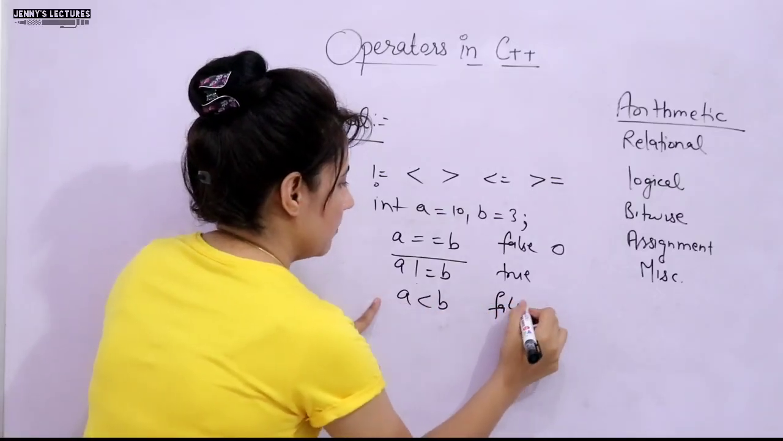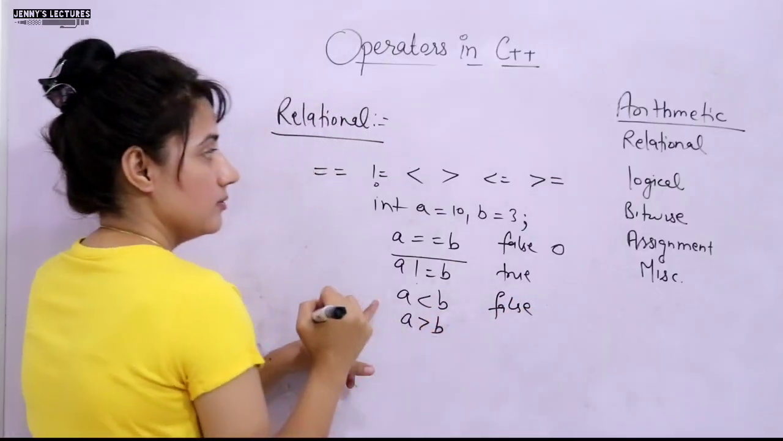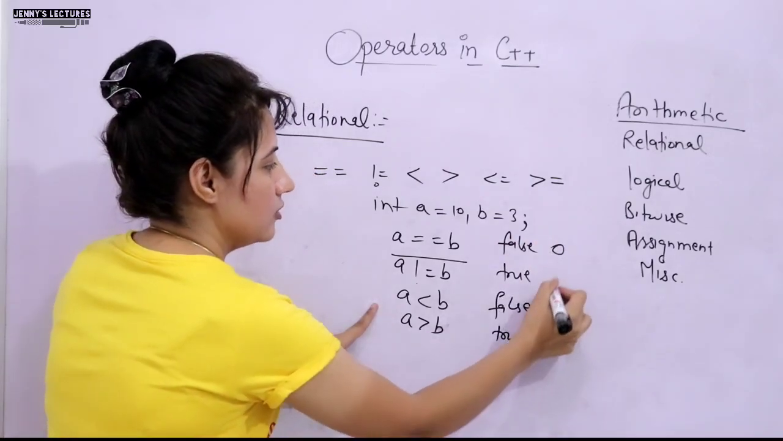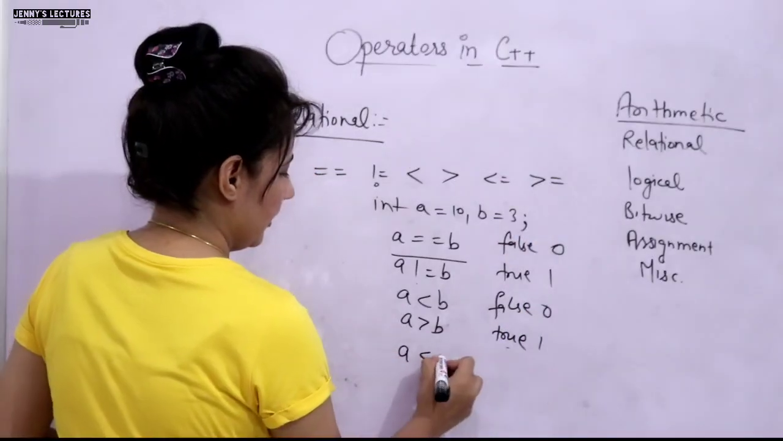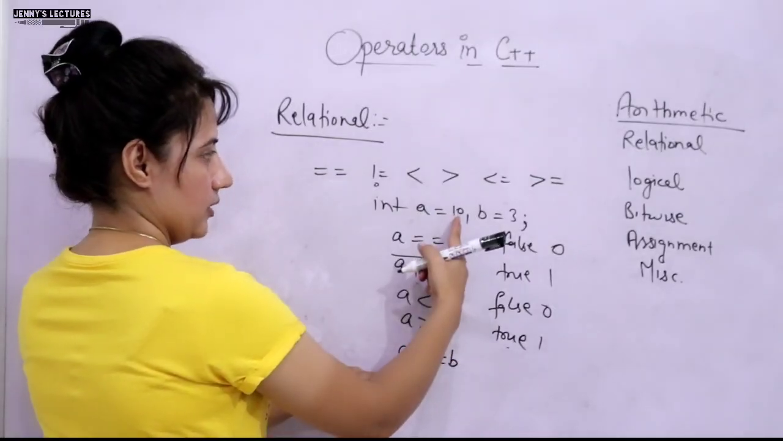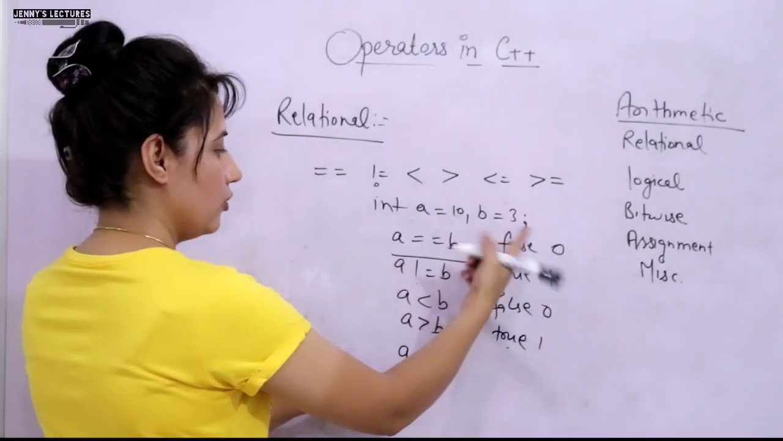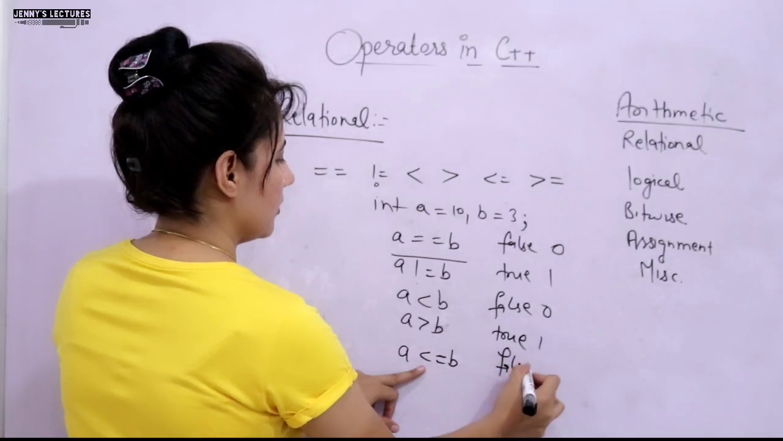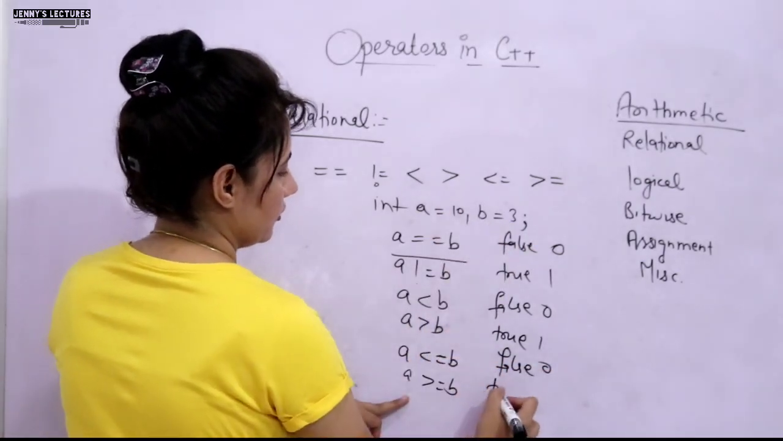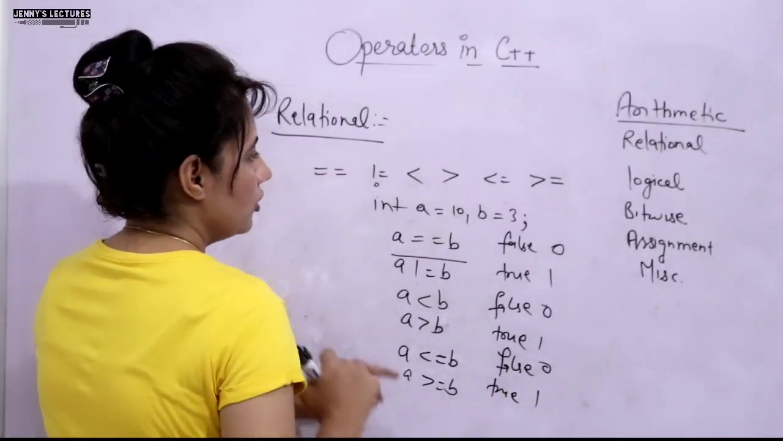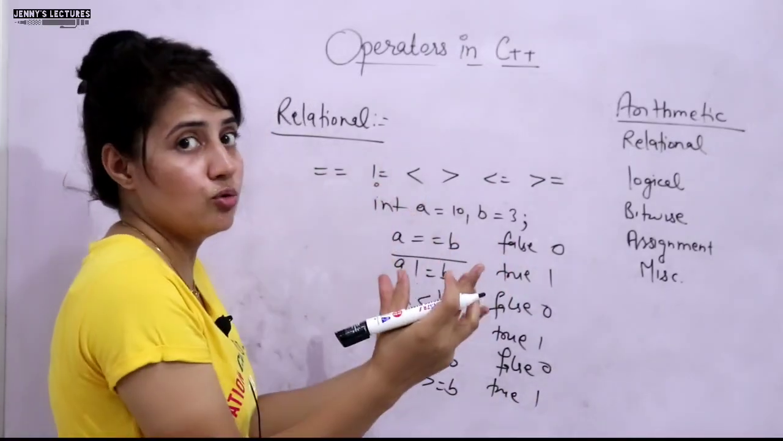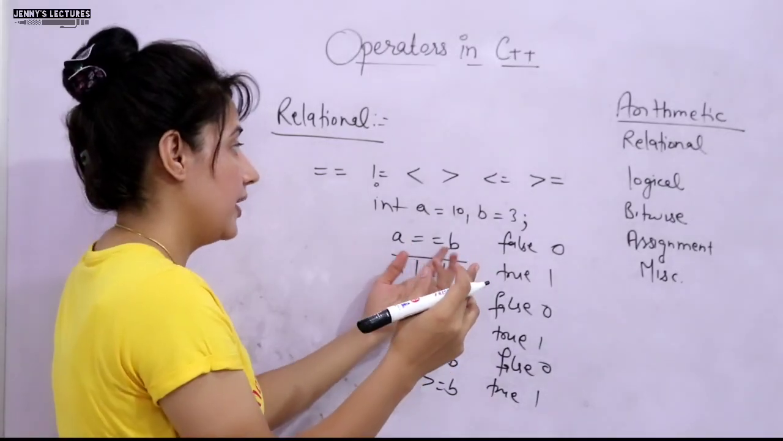No, false. A greater than b, yes, that will give true, the result would be true, that is 1, this is 0, this is 1. Now a less than or equal to b, is it less than? No, or equal to? No, so it will give you false, that is 0. And a greater than or equal to b, yes, greater than b, it will give you true. So these are basically to show the relation between the operands, or here you can write down any expression also, right, rather than just a and b.